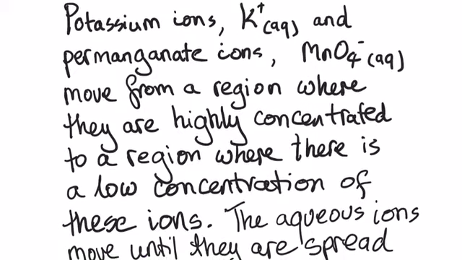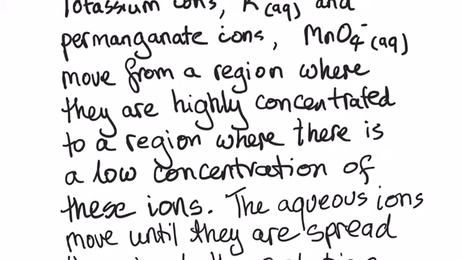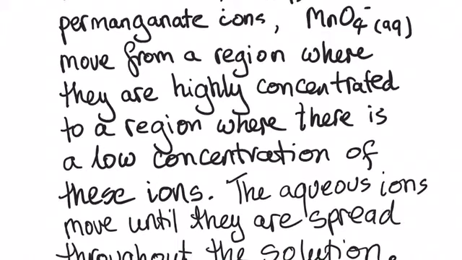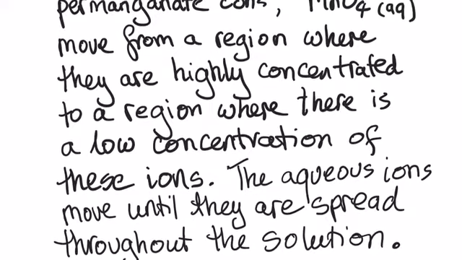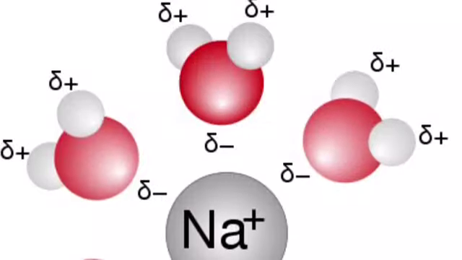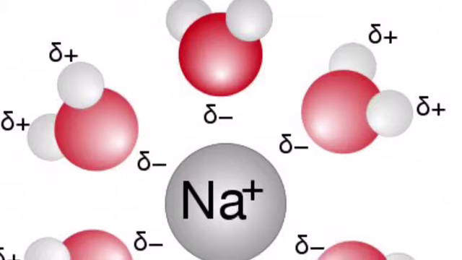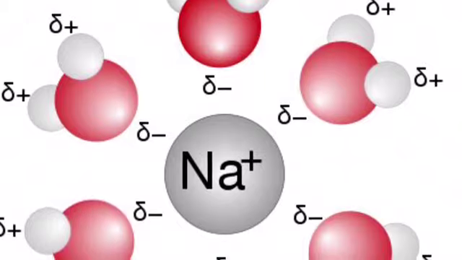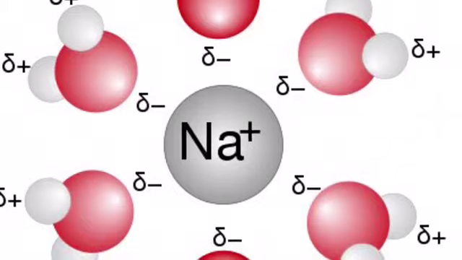Potassium ions, K+ aq, and permanganate ions, MnO4- aq, move from a region where they are highly concentrated to a region where there is a low concentration of these ions. The aqueous ions move until they are spread throughout the solution. We will watch a short animation that will help you to conceptualize and explain how aqueous ions can move throughout a solution. The ions in this video are sodium ions and chloride ions.